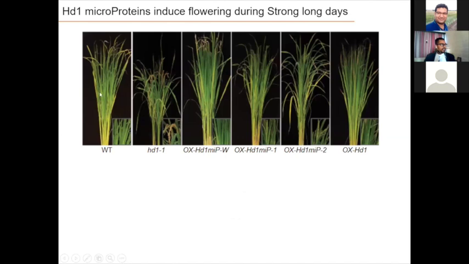So you can see wild type during strong, long days don't flower, while the mutant of HD1 flowers pretty well. And when you overexpress HD1 MIP as a control, there are not too many flowers or no flowering at all. But if you look carefully, the HD1 microprotein 2 overexpressing lines, as well as one other overexpressing line, started flowering almost as similarly to the HD1 mutant.